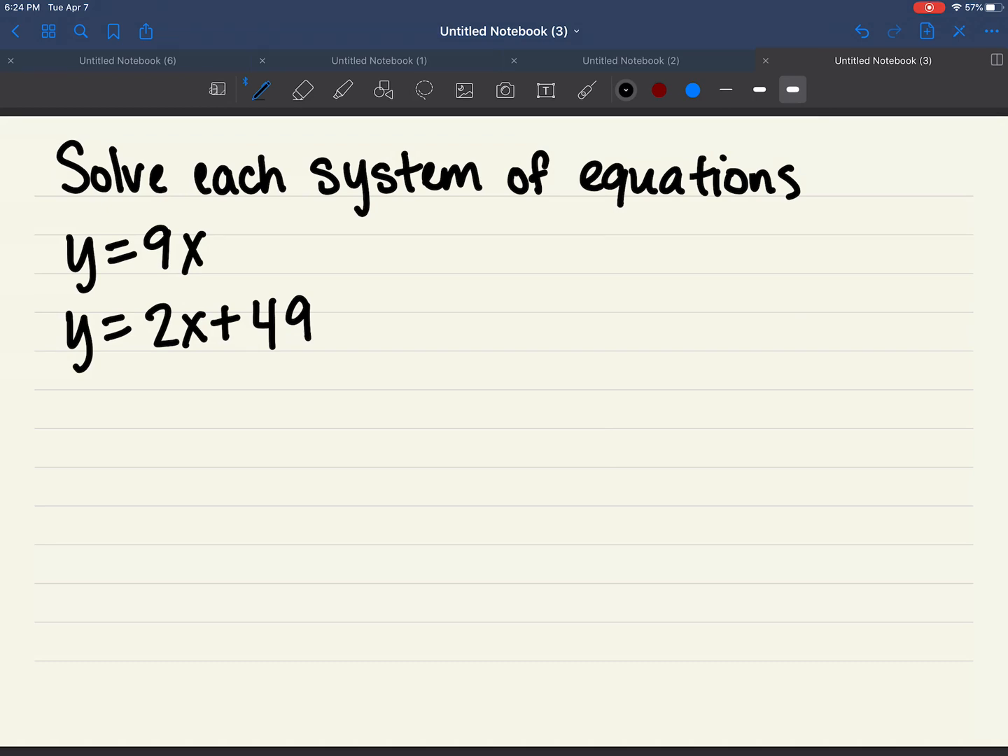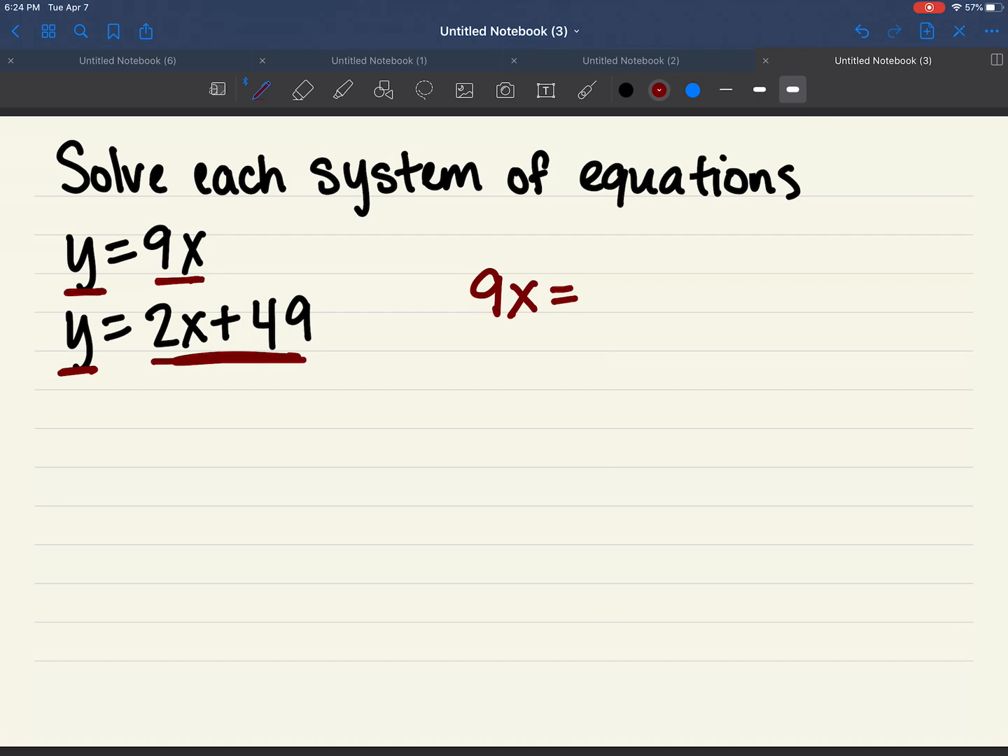Okay, this one is going to be the same idea. It says solve each system of equations. The difference here is it doesn't give you a specific variable. That means you need to solve for both x and for y. Notice in both equations y is by itself. So here y is equal to 9x. In the second equation y is equal to 2x plus 49. So if both of these are equal to y, that means you can set those two things equal to each other. All right, so that's what we're going to do.